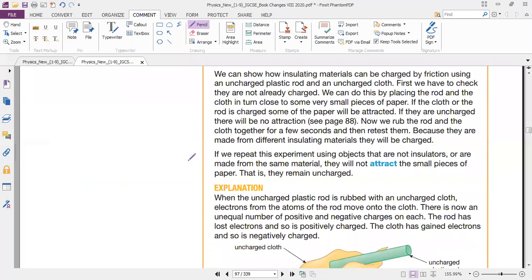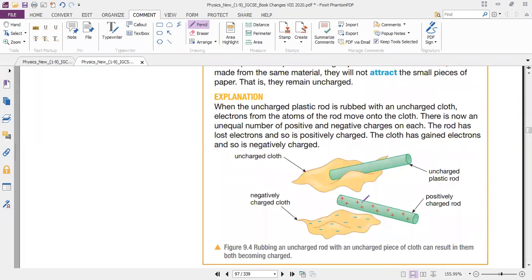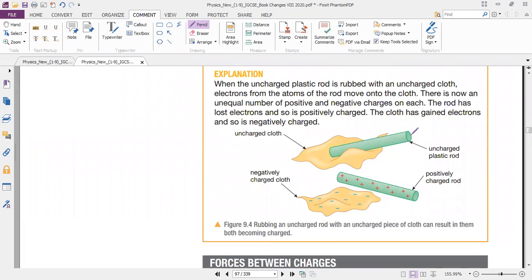Now look at this. There is an activity here. The activity is to investigate how insulators can become electrically charged by friction. So we get a plastic rod and we get a cloth. Now if we rub the plastic rod using the cloth, after rubbing, look at the charges. Electrons from the plastic rod have gone to the cloth. So the cloth became negatively charged.